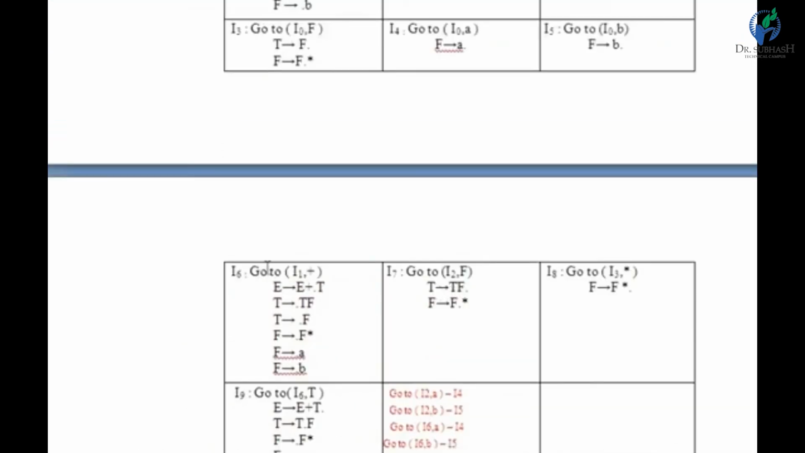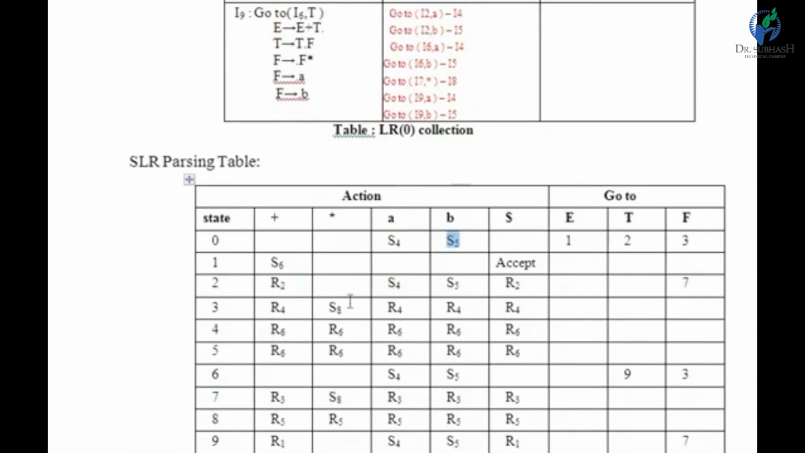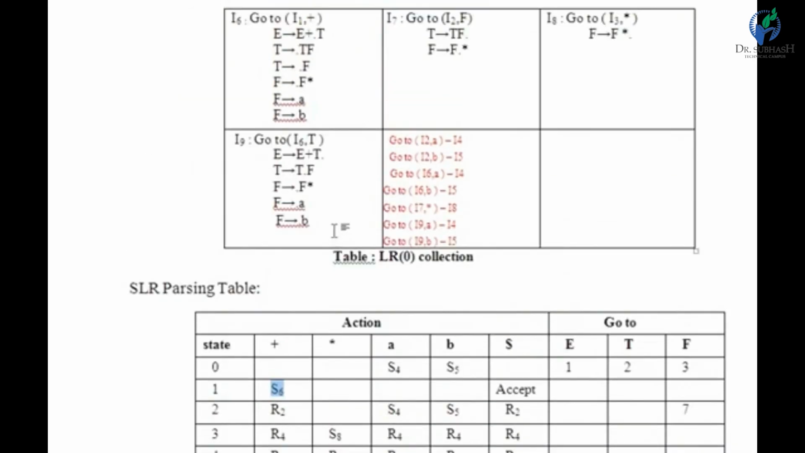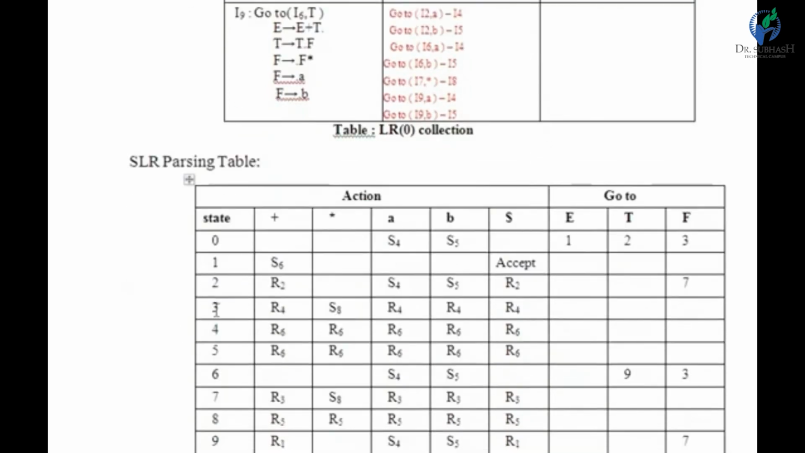Next, I1 to plus, it's I6. So 1 to plus is S6. Next, 2 to F. Second row, F, state is 7. So just put 7 into this go to state. Next, I3 to star, I8. So in the third row, 3 to star, put S8. 3 to star, shift is 8.